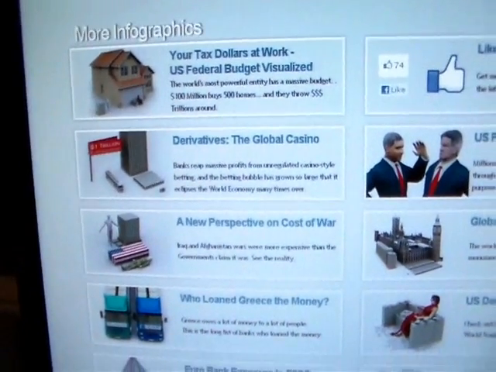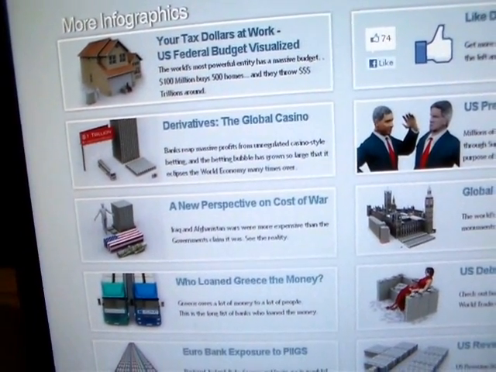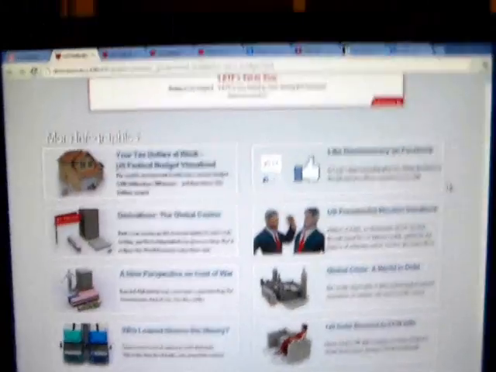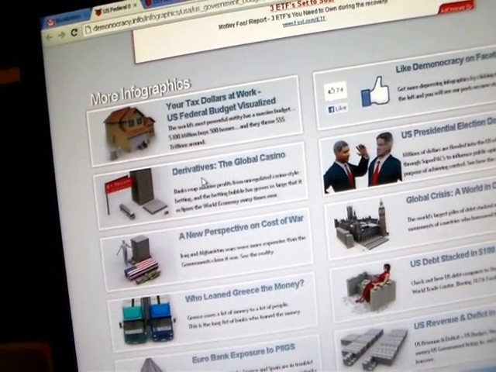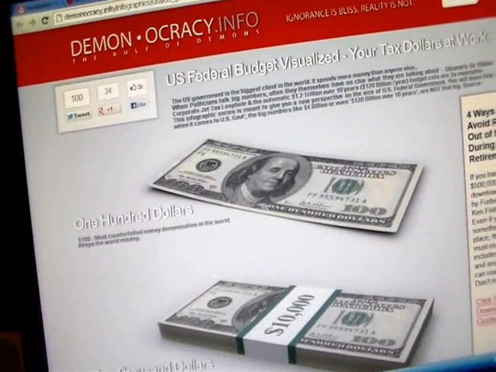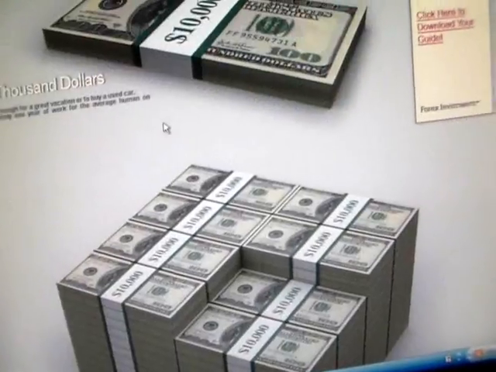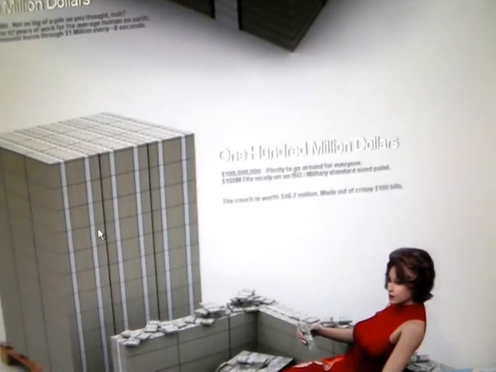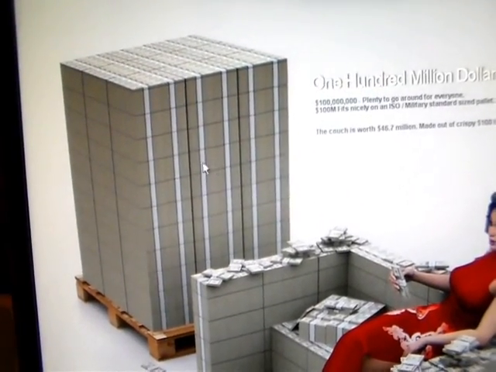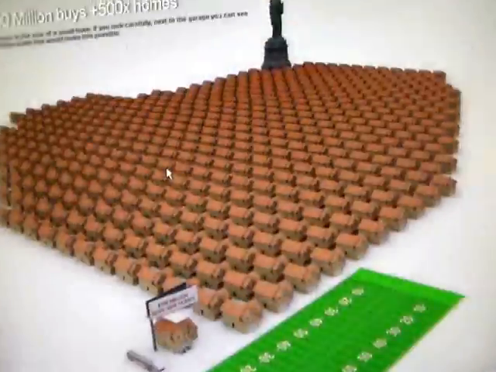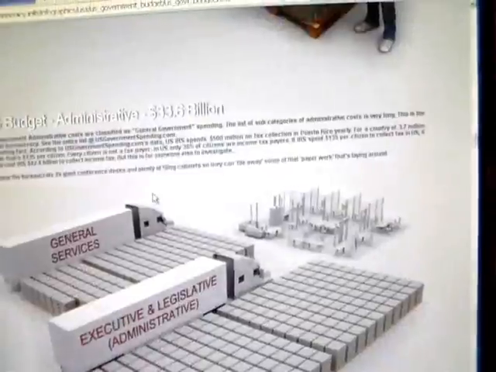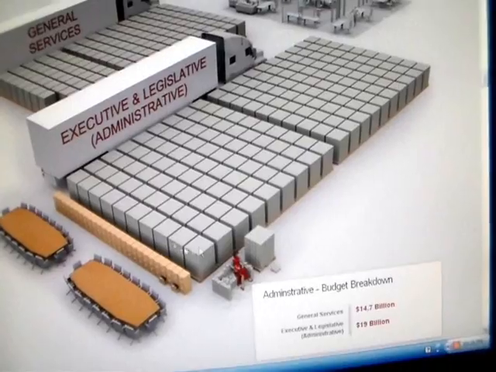They have one for the U.S. federal budget visualized derivatives. Now, they only show $220 billion, I think it is, for the derivatives. So you've seen this here where it shows the pallet. That's $100 million there. And then, I don't want to steal any thunder from the site, but you get the point here.